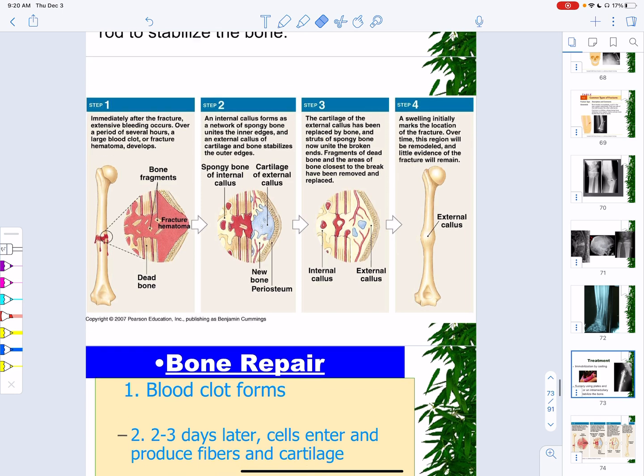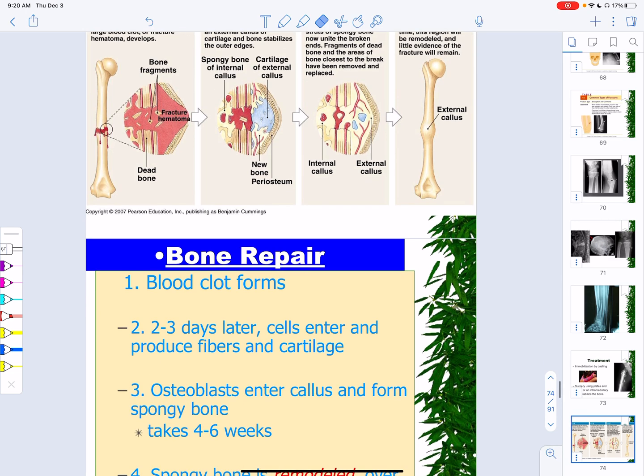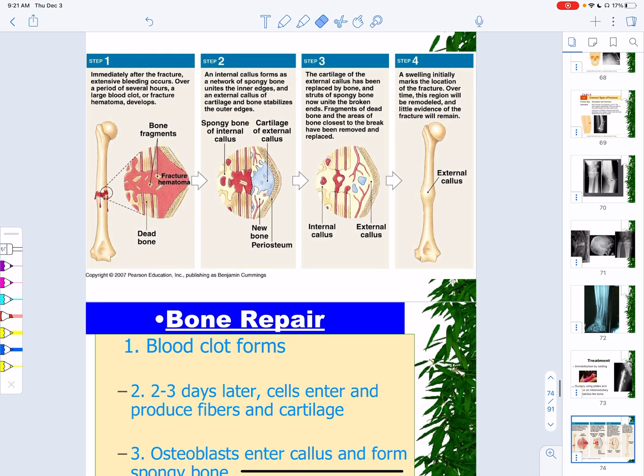Okay. Within 2 or 3 days, you're going to have large cells, stem cells, that are going to enter and they're going to start producing fibers and cartilage. If you remember in the video that I showed you, it showed this endochondral ossification. Okay, so the fibers are going to get in there, the cartilage is going to be produced, and then we're going to have the introduction of osteoblasts. Osteoblasts are the specialized cells that are going to start making spongy bone.